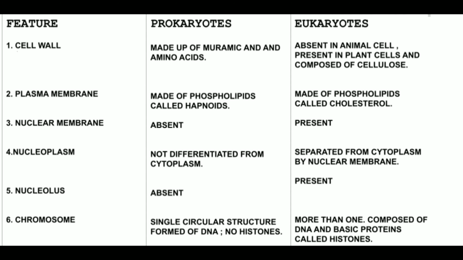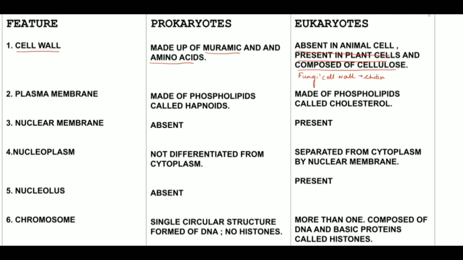Okay, so the first feature which we will discuss is the cell wall. In prokaryotes, it is made up of murein, a polymer of sugars and amino acids. In eukaryotes, it is absent in animal cell and it is present in plant cell, and it is composed of cellulose. Fungi's cell wall is made up of chitin. So it is made up of sugars and amino acids in prokaryotes. In eukaryotes, it is made up of cellulose if it is seen in plant cell. In animal cell, it is absent. Right? In fungi, it is made up of chitin.